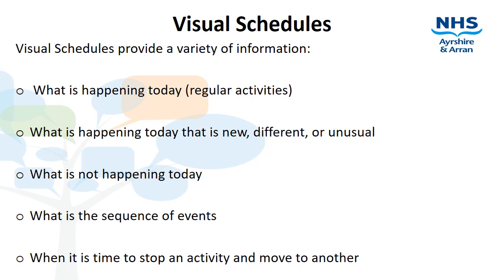They can tell us about what is happening today that is new, different or unusual, so maybe we have a visitor, maybe the school nurse is coming in today. They can tell us what is not happening today, so that we can be prepared for maybe a favourite activity not happening. Maybe swimming is cancelled this week. They tell us what the sequence of events is, so we know what to expect and when to expect it. And they tell us when it is time to stop an activity and move to the next activity. So this is something that could be linked to a bell.